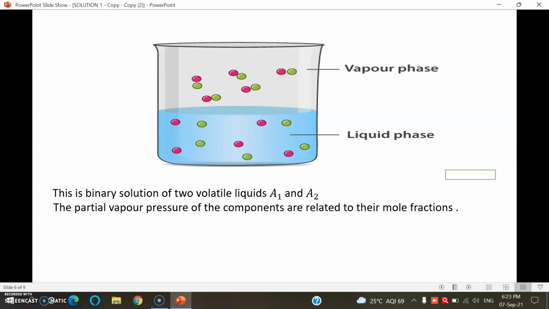So both the molecules of that volatile liquid exert vapor pressure on the liquid surface. And this partial vapor pressure of components is related to the mole fractions of A1 and A2. P1 and P2 are the partial vapor pressures of A1 and A2.